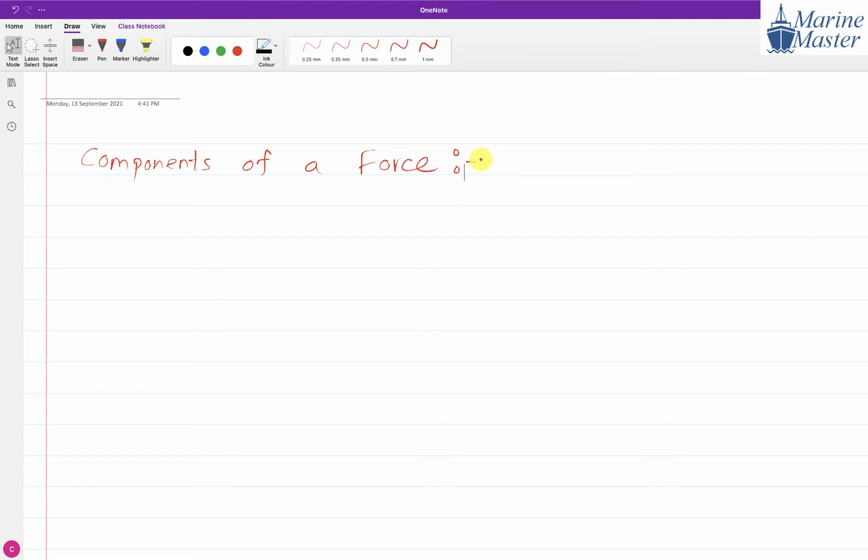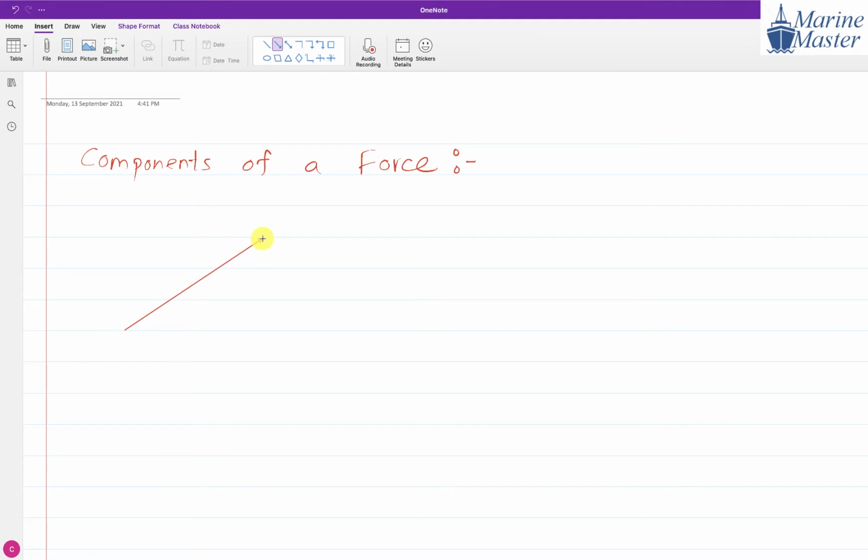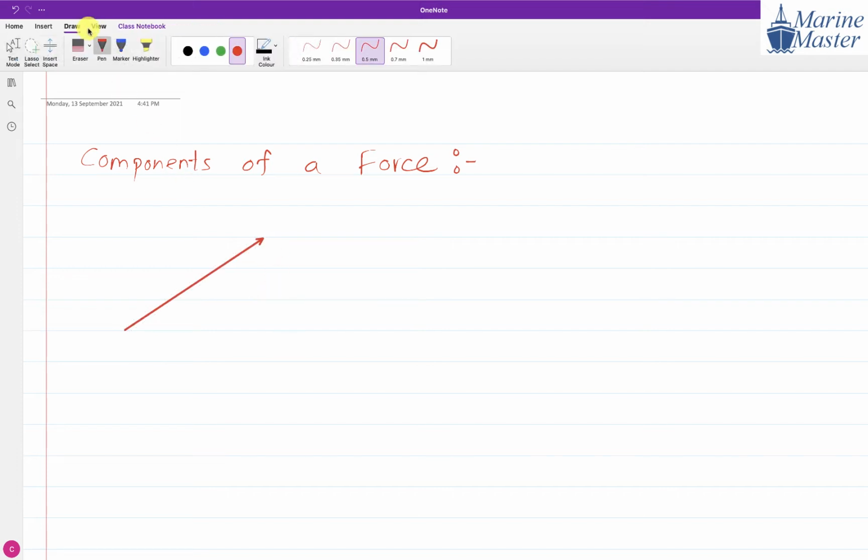Similarly, suppose we have a force F. We are going to see the components of a force. This is a force F, and we want to find the components of force F. There are a total of 4 ways to get the components of a force, and I am going to explain all 4 ways to you.